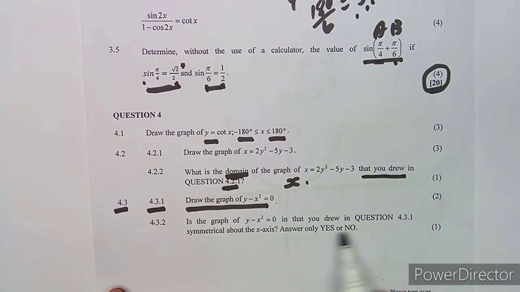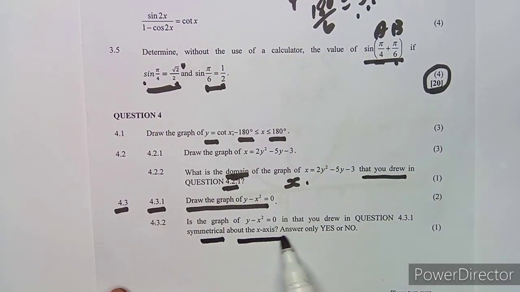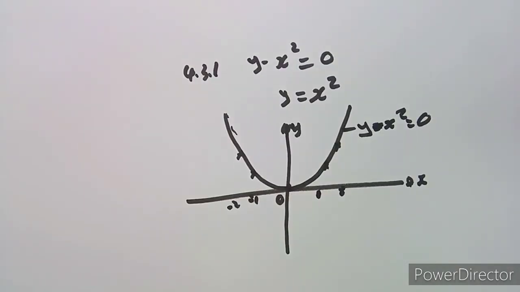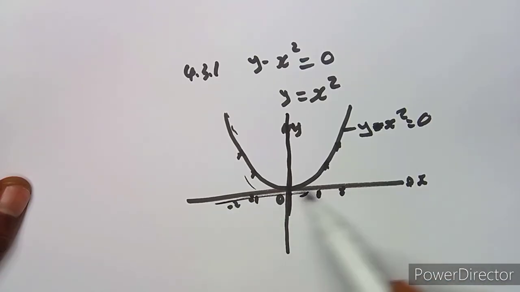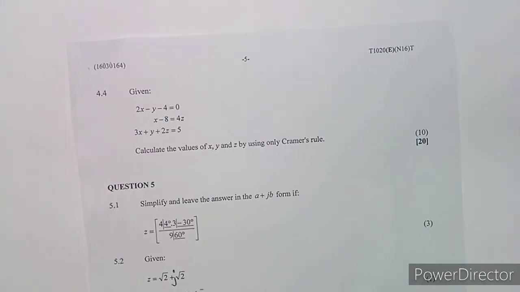Then they are now asking, is the graph that we have drawn there symmetrical about the x-axis, yes or no? Okay, so this one is symmetrical about what? About the x-axis or about the y-axis? About the y-axis. This is symmetrical about the y-axis, not about the x-axis. Okay, so see these guys, how they ask these questions.